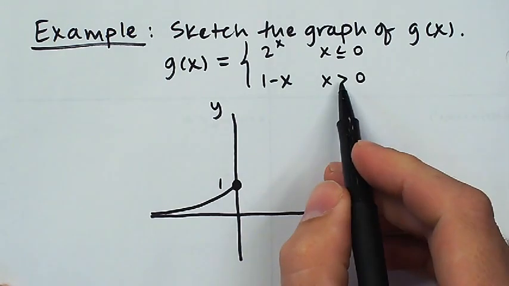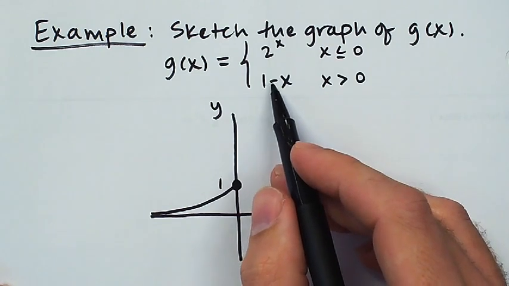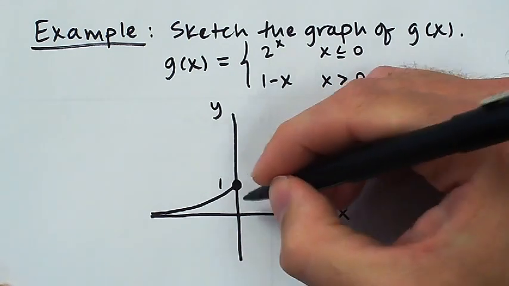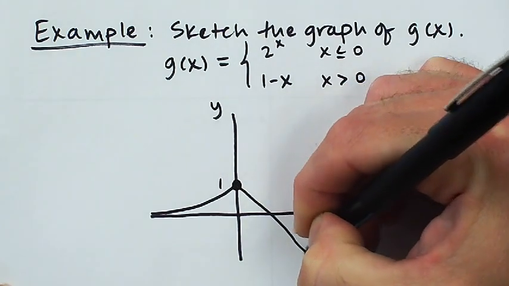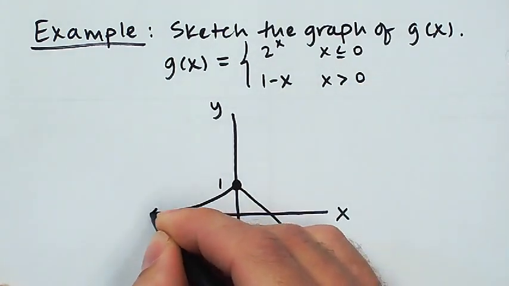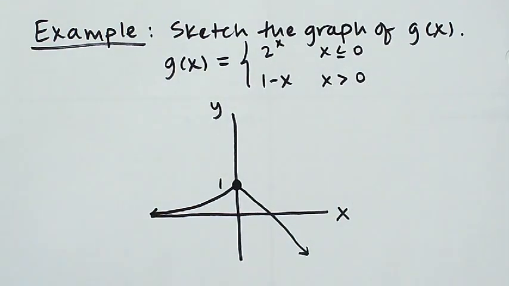And then when x is greater than 0, I have y equals 1 minus x. So that's a line with slope -1 and an intercept +1. So it's going to go down like that. And so these two pieces of graph happen to meet up at the point where they were splitting. And we'll be interested in that situation here in a couple minutes.